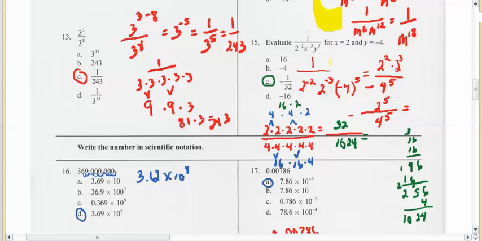Alright, so now the next one, number 15, I'm going to substitute the 2 where x is. So again, I'll try to get my highlighter. This 2 is the value for x. This -4 is the value for the y.